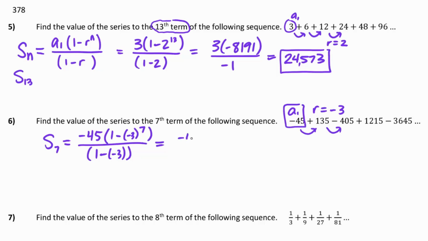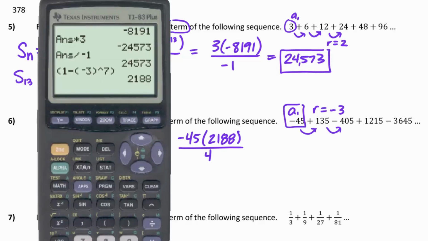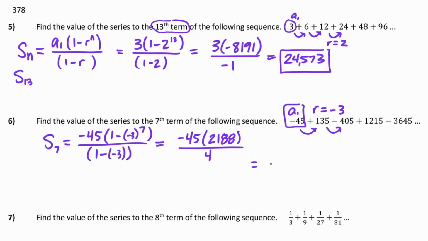And keep in mind, that's not my answer. That's what -45 is multiplied by. The bottom of this fraction, 1 minus a -3, just creates 4. And so we can go ahead and multiply by -45, press enter, divide by 4. You could also do it in just one step, but I like having it split up there. And our end result is negative 24,615.